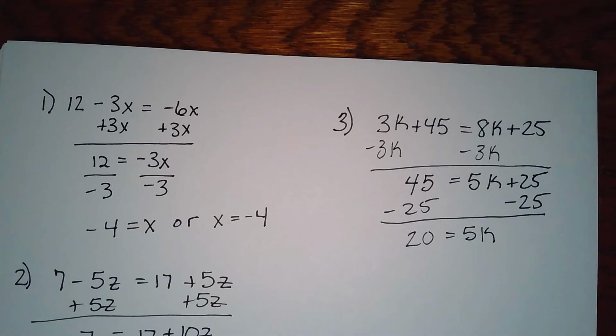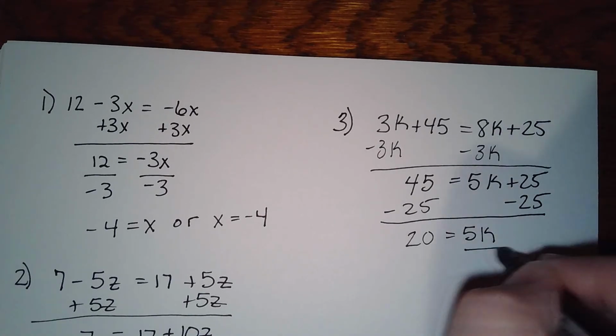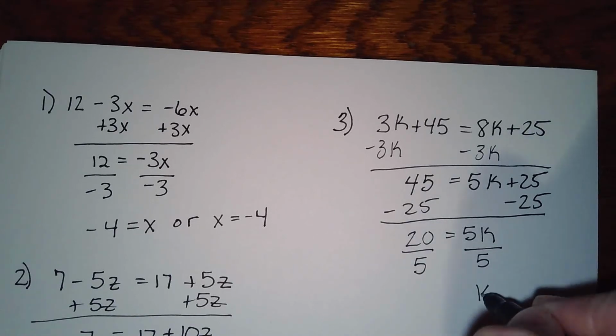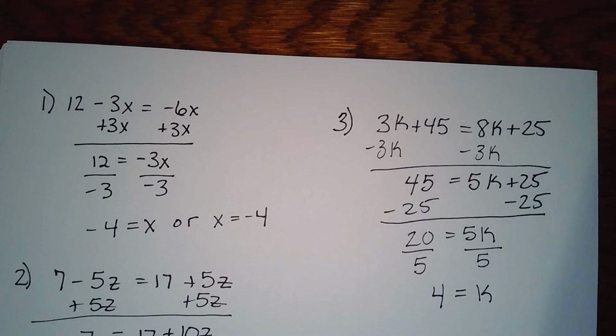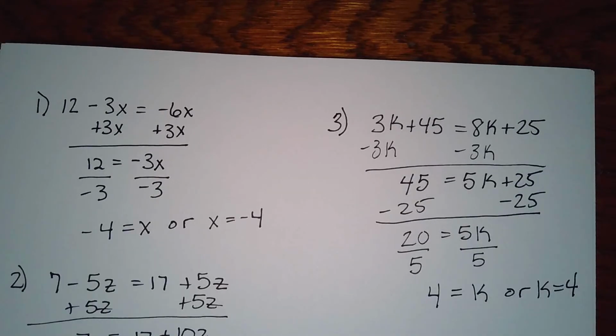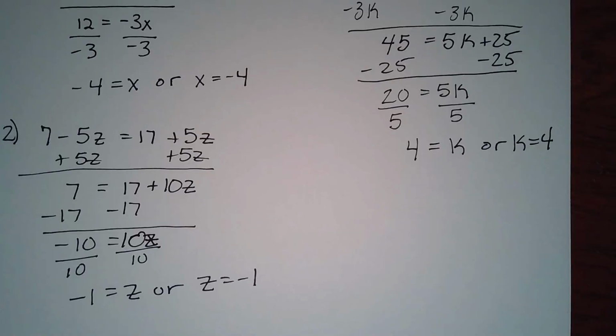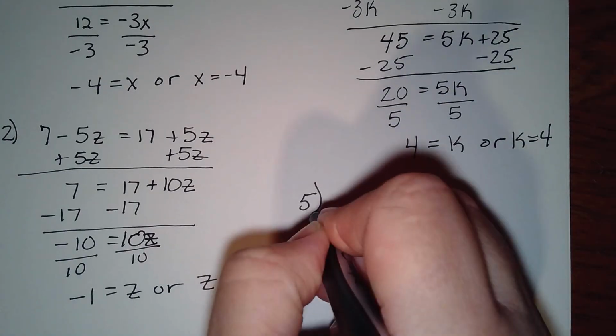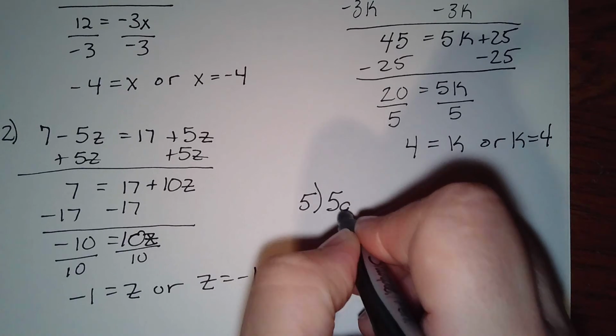And the last step, the 5k is being held by multiplication, so we use division to clear that off and make the k isolated. So k is equal to 4, which is what we're going to rewrite. So remember, you can always flip it at the end. So now I want you to take a moment and do number 5. Yes, I skipped 4 on purpose. So I'm going to rewrite it for those of you that do not have your notes.